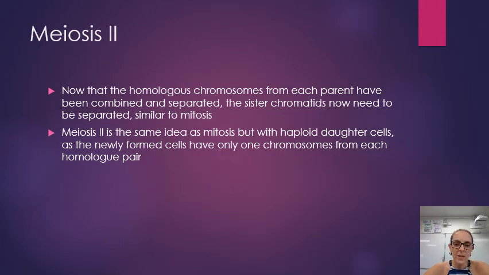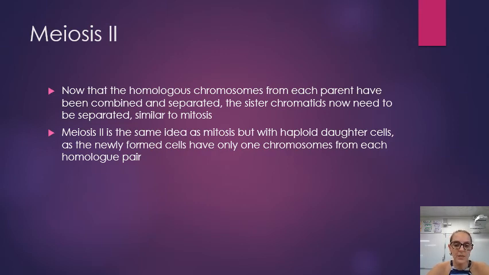All right, so now that we've separated the homologous chromosomes from each other, we now move on to the second meiotic event, which is meiosis 2, where we're going to separate the two sister chromatids. So this is very much like mitosis because we're just dividing two chromatids of a chromosome to different sides of the cell.